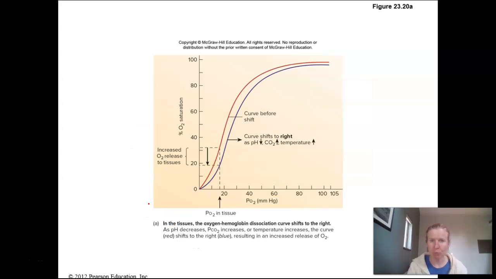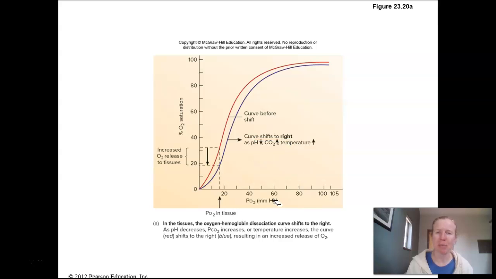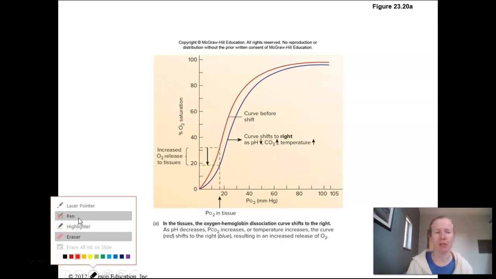Okay. So then this is the fun part of this curve. So what we can see here, what they're showing is what's called a right shift. So notice the red line is the normal, and this blue line is showing a shift in the curve to the right. And so a right shift is what is going to help us to deliver oxygen. Right shift helps us deliver oxygen. You're just going to have to write that on your own.